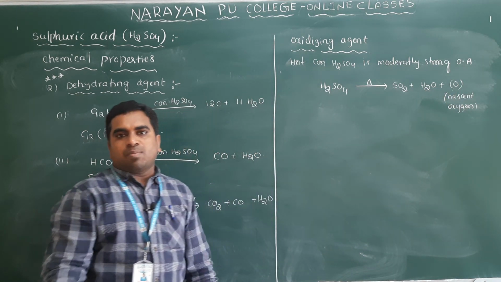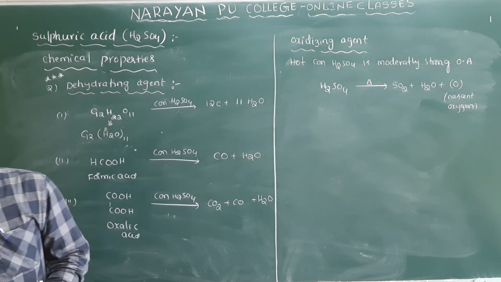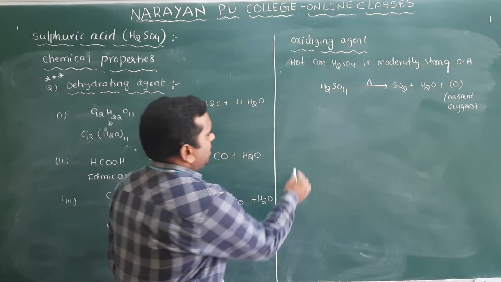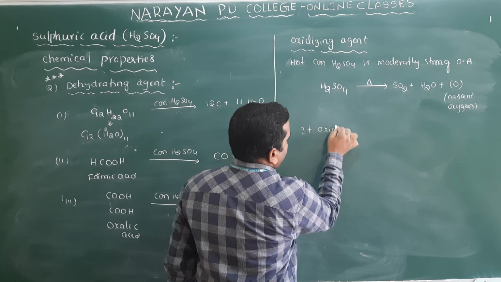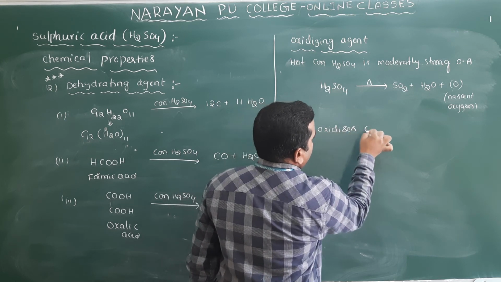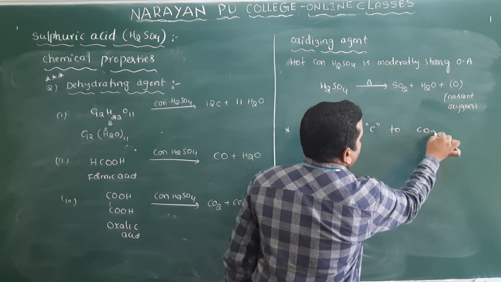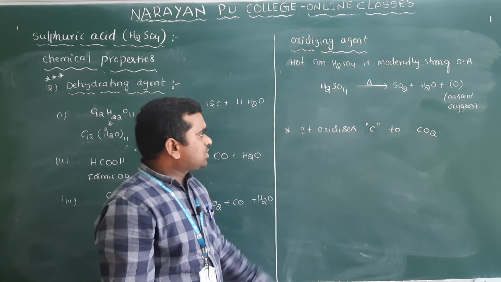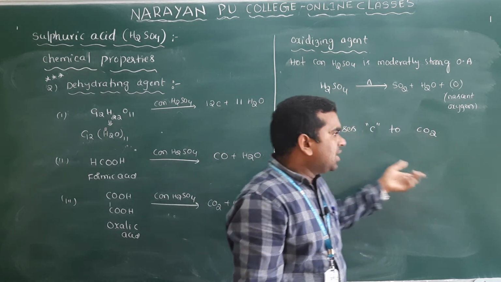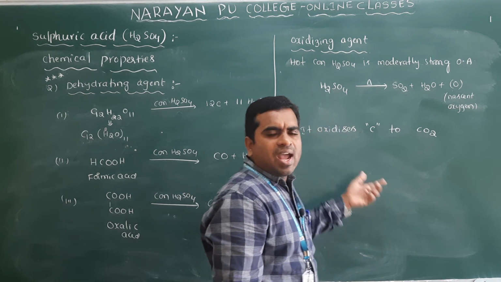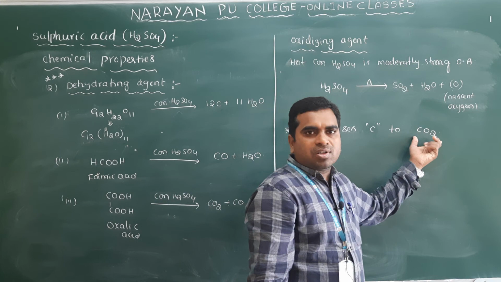So we have some properties here. The first one, put the heading: it oxidizes carbon to carbon dioxide. Actually, oxidizing agents should convert carbon into carbonic acid, sulfur into sulfuric acid, and phosphorus into phosphoric acid. But for carbon we get carbon dioxide.